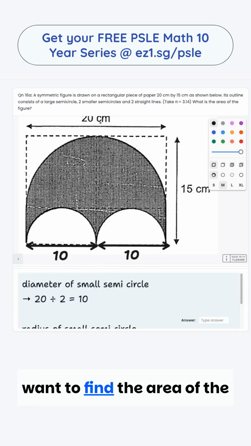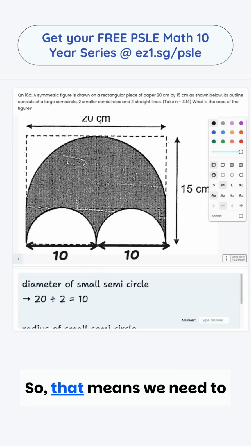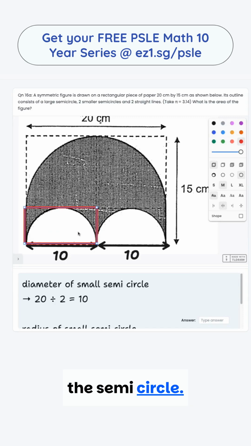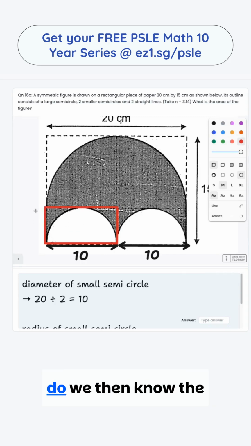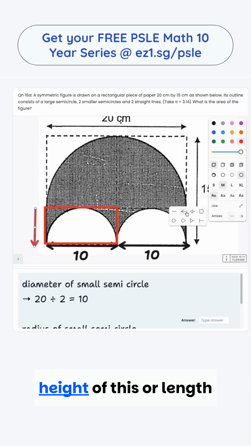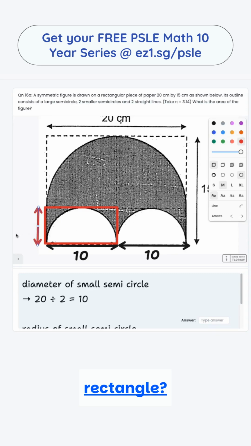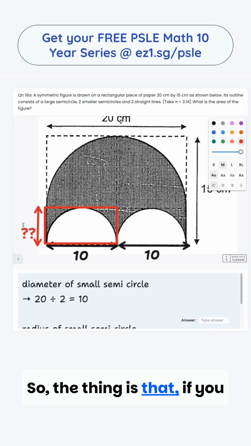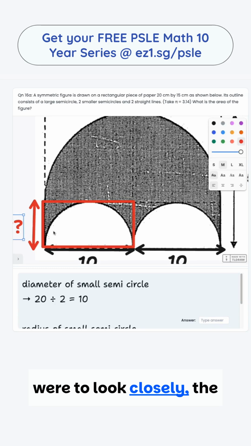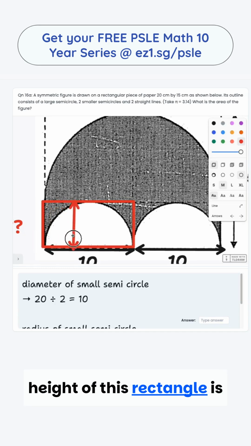So the next thing is we want to find the area of the figure, right? That means we need to find this shaded part, as what we see over here. So we need this rectangle minus the semicircle. But how do we know the height, or length times length, of this rectangle?